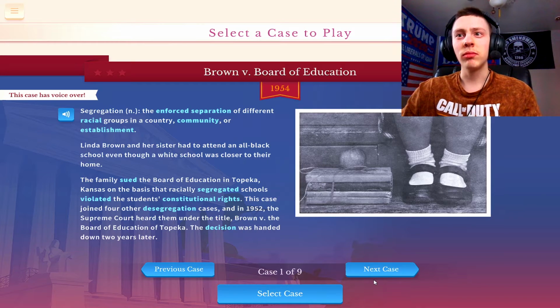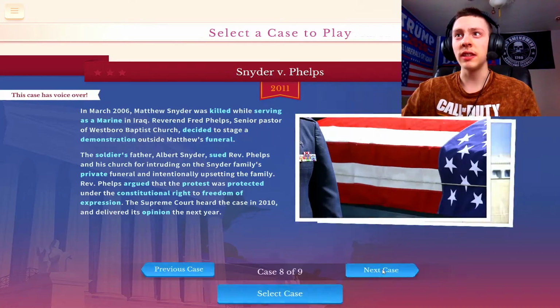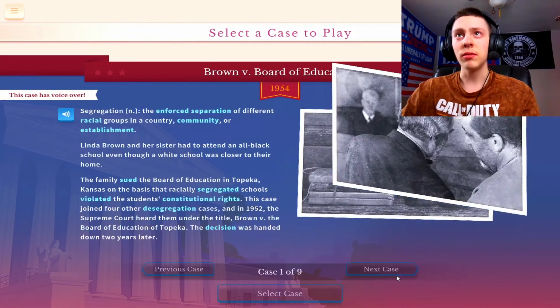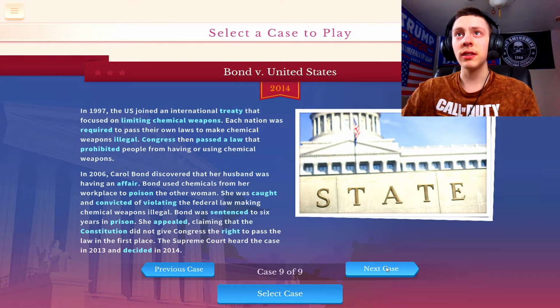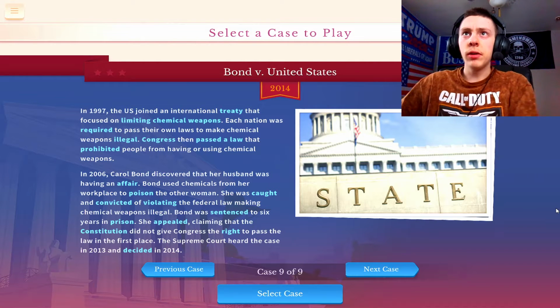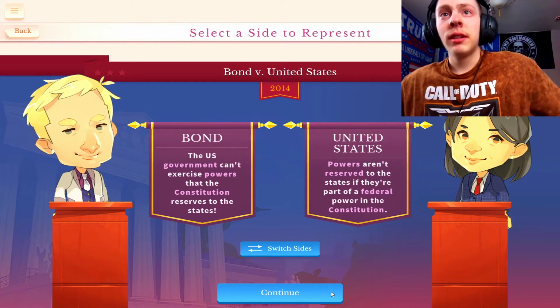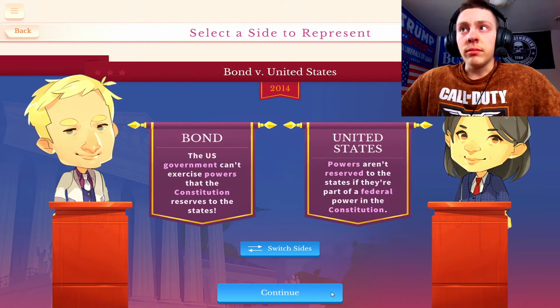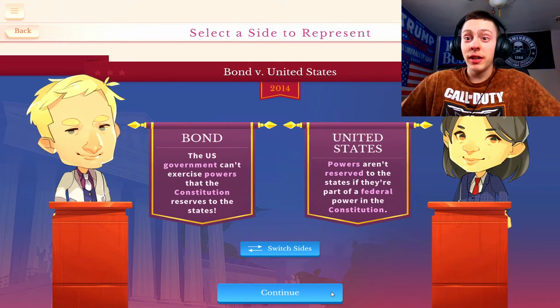There's a lot of old cases and newer cases. This goes from 1954 all the way to the entire United States. Oh my god. Alright, we're gonna do Bond versus the entire United States of America. One single man going against 330 million people. Oh, here we go. Alright, Bond versus the US. Am I gonna be on the side of the entire United States or Bond?